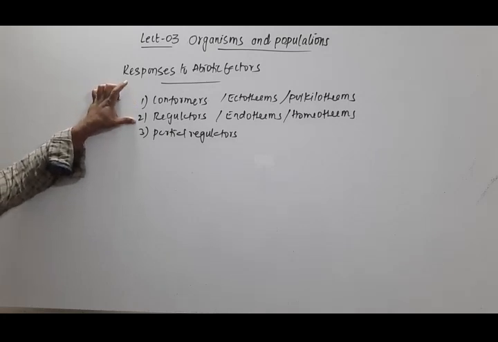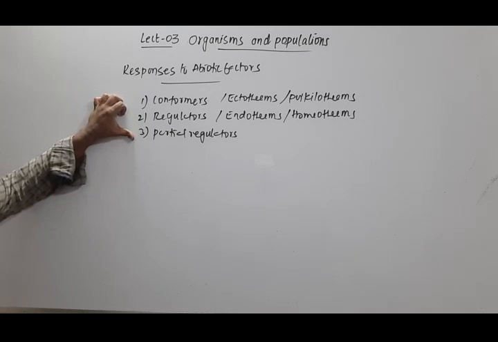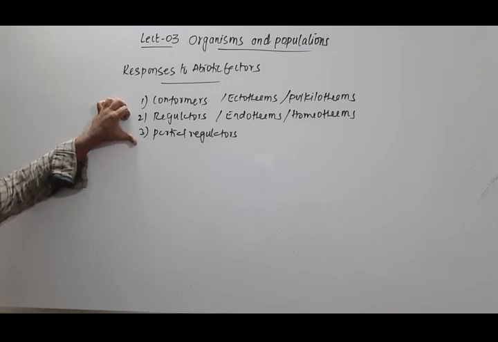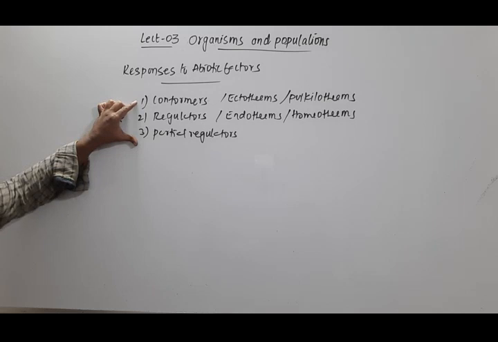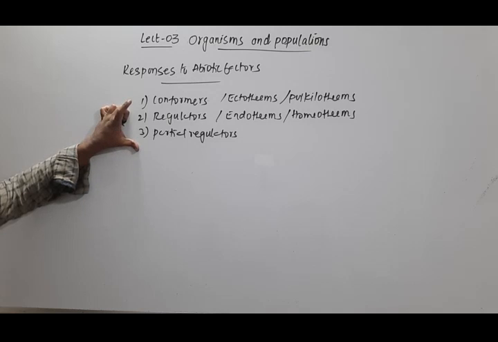whereas regulators have homeostasis, they achieve homeostasis. Partial regulators, I will discuss that one in detail. So up to certain temperatures, they are not going to maintain the internal environment, so they will be living as conformers, but beyond that they start regulating. So they are to some extent conformers, and to some extent they are regulators.